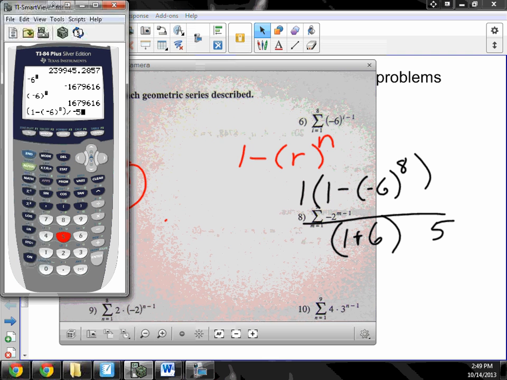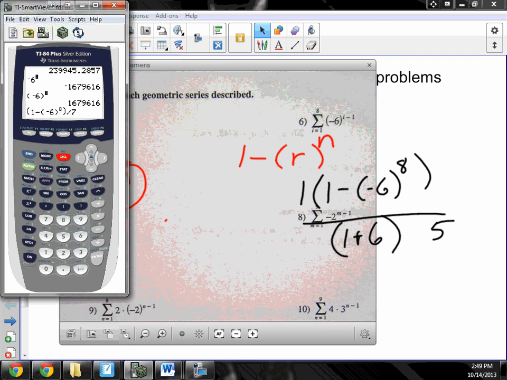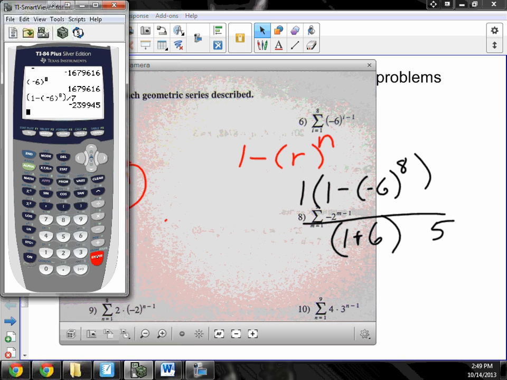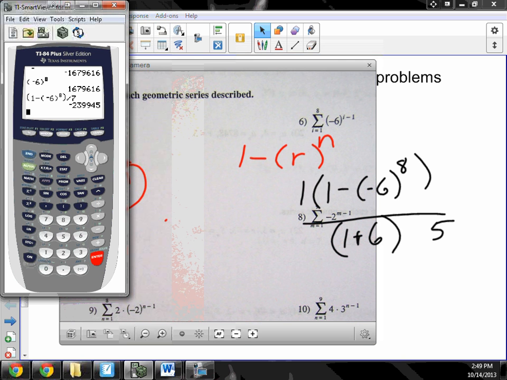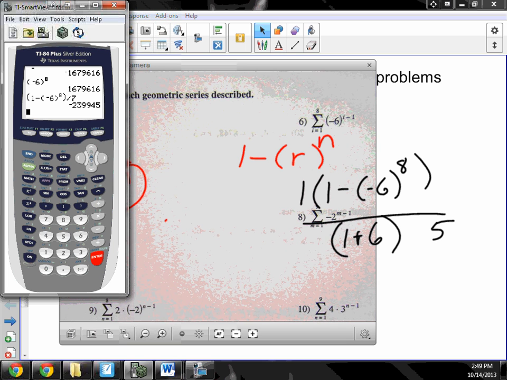How about 7? There we go. And now I get the correct sum. Well, we're adding negative numbers, right? We're adding negative 6, negative 6 squared. Well, but that's not always going to work. Yeah, erase that. Now, this sequence is bouncing back and forth between negative and positive, right?